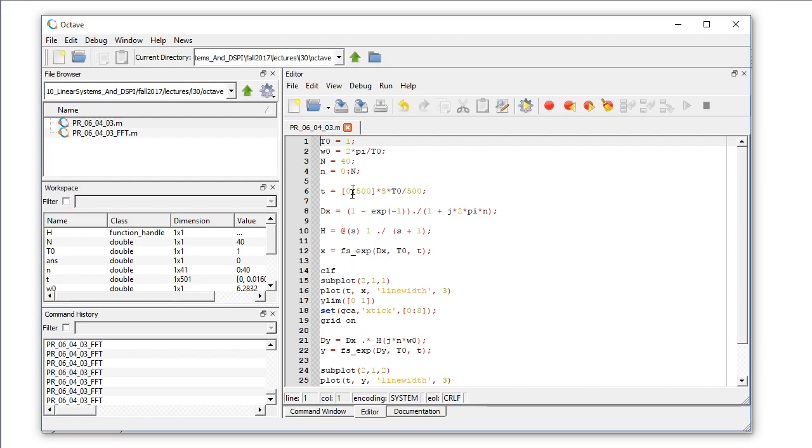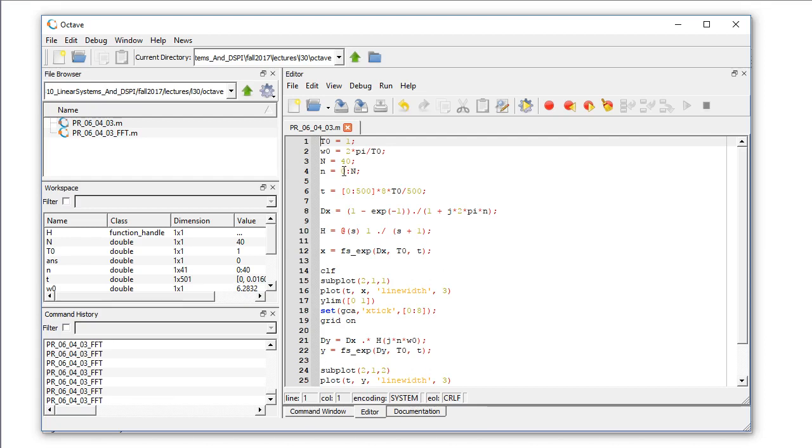This Octave program script first calculates the input using the Fourier series coefficients we have for the input and plots that, and then calculates the Fourier series coefficients of the output. Notice here it's just the input coefficients times the transfer function at j n omega 0. In this particular case, omega 0 is 2 pi, and then I'm using the first 40 terms in the Fourier series expansion along with the DC term.